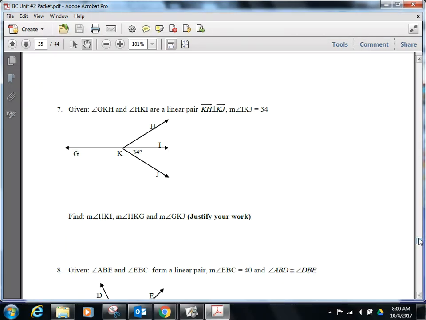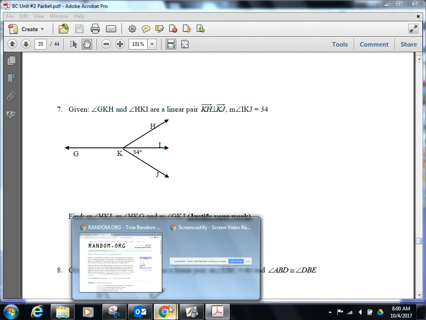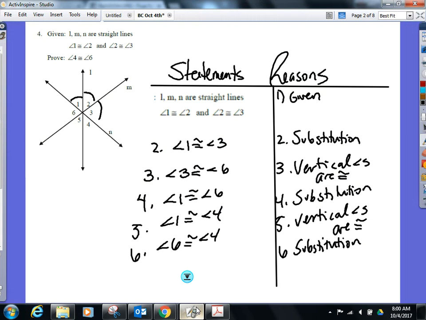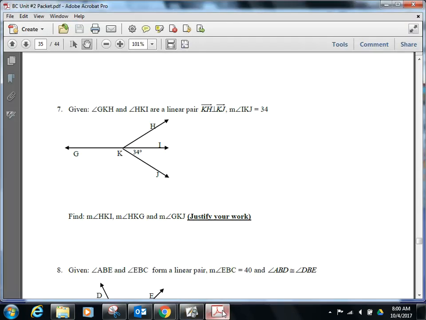Ooh, hey, 7. How we doing? Here we go. Number 12. Let's start out with HKI. 56. HKG. 124 and GKJ. 146. Anybody want to go over anything there? Because those are all correct. All right, let's move. 8 then.